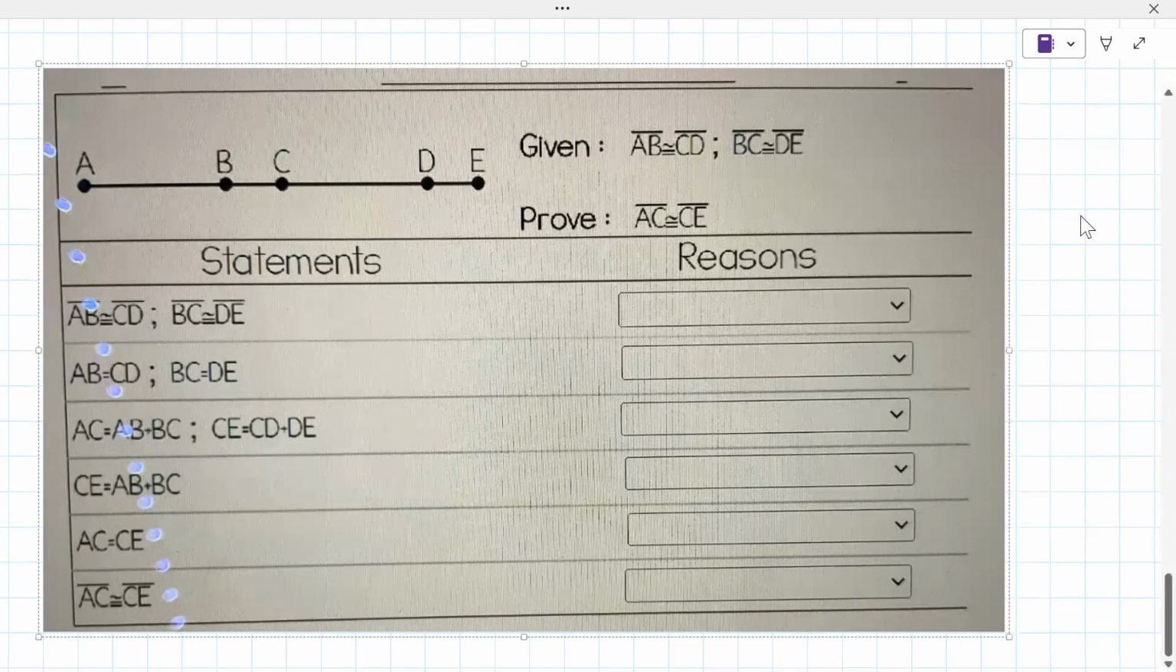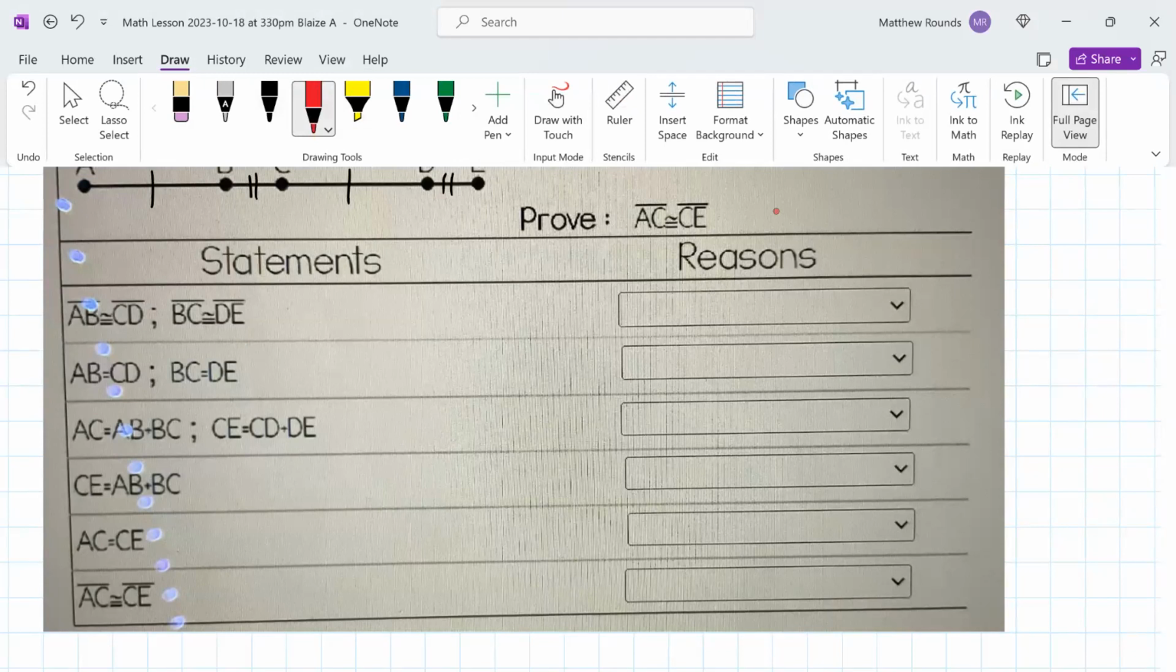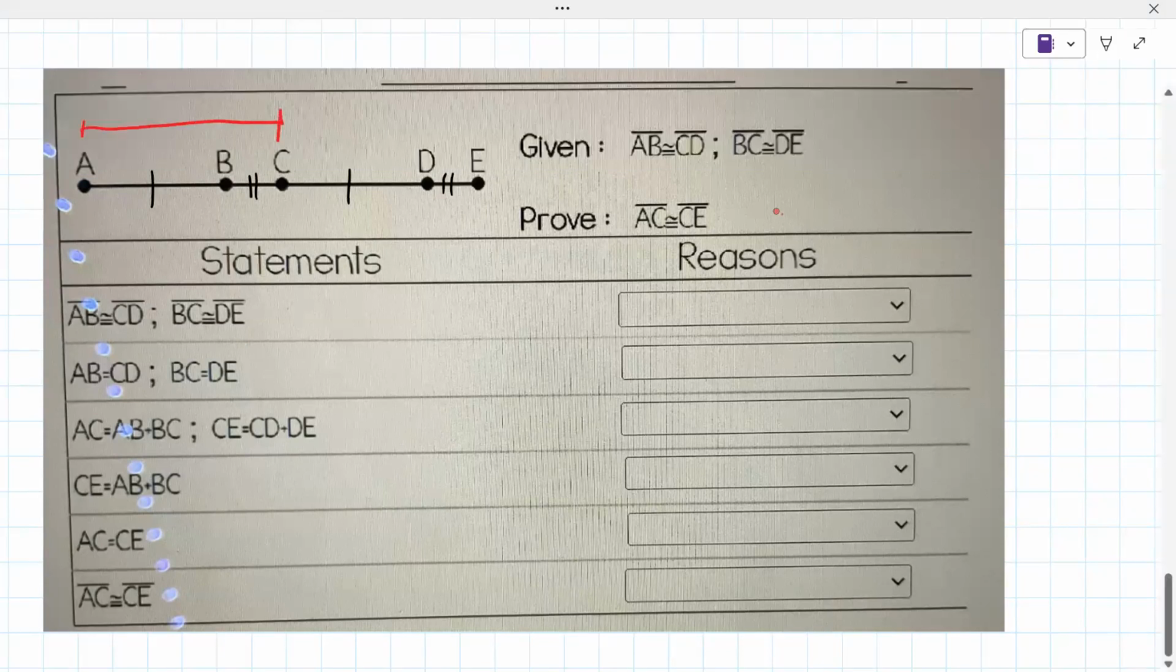In this case, they tell you that AB is congruent to CD, and then they also tell you that BC is congruent to DE. You're supposed to prove that AC, which I'll show here in red, A to C, is congruent to C to E. Now, just visually, does that look reasonable to you? That if a part is equal to a part and another part is equal to another part, they should be somewhat reasonable.